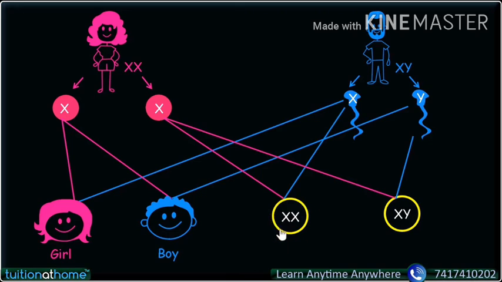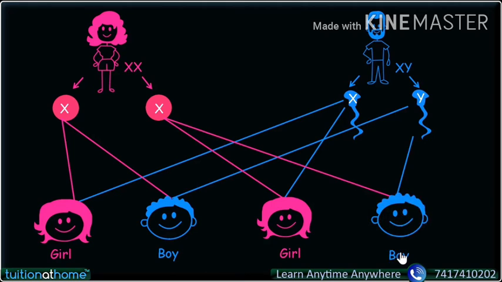And the rest two are now for you. Guess now. If 2X, yes, you are right, girl child. And if one X, one Y, again you are right. It is a boy child.